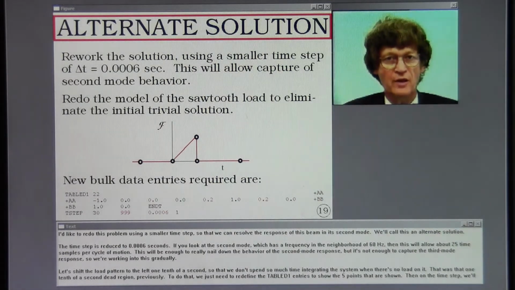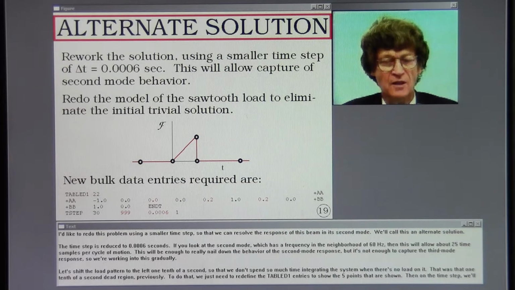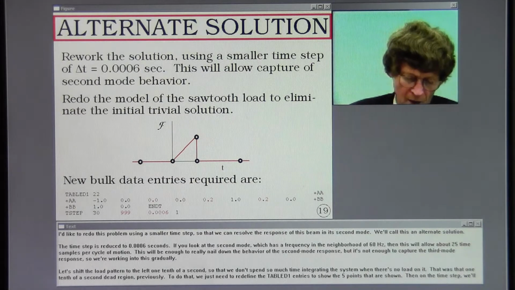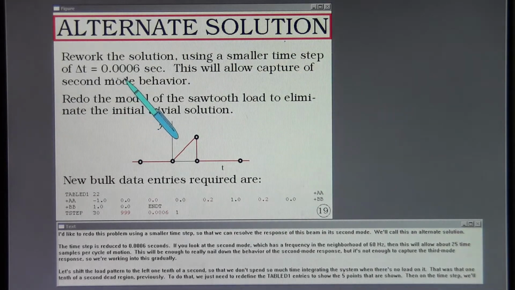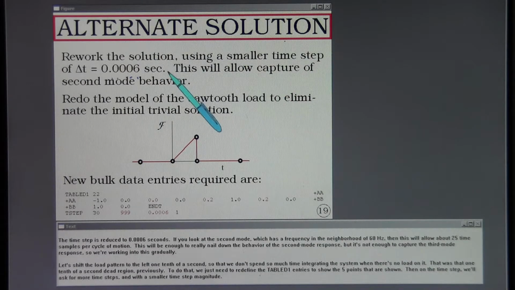I'd like to redo this problem using a smaller time step so that we can resolve the response of this beam in its second mode. We'll call this an alternate solution. The time step is reduced to 0.0006 seconds. If you look at the second mode, which has a frequency in the neighborhood of 60 Hertz, then this will allow about 25 time samples per cycle of motion.